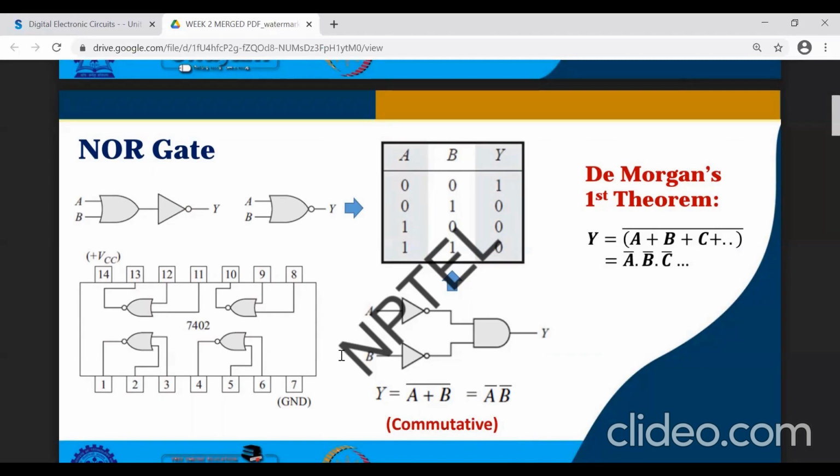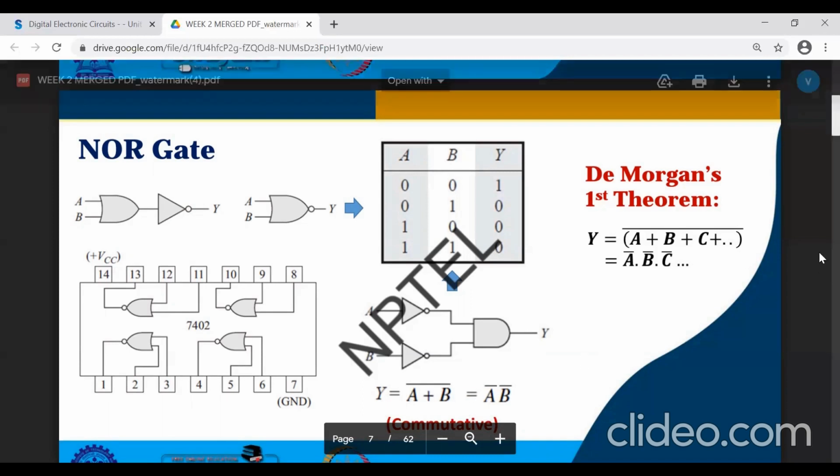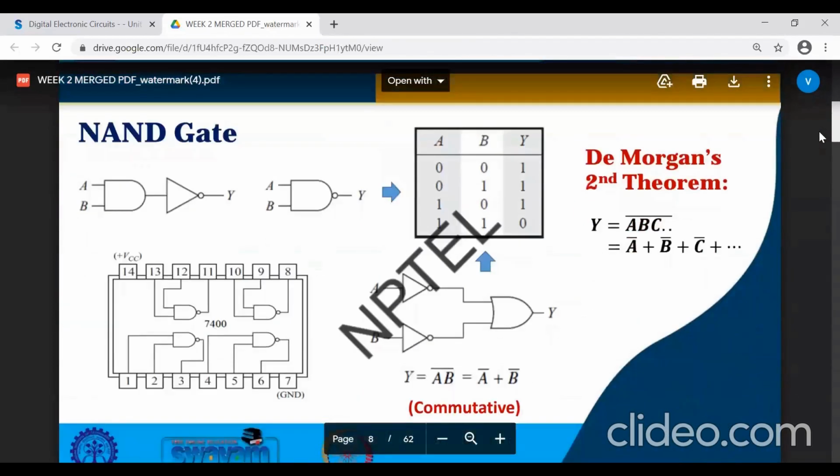The Boolean expression of NOR gate is Y is equal to A or B whole complement. Using De Morgan's first theorem, this expression can be written as Y is equal to A complement dot B complement. The next gate is NAND gate. As in case of NOR gate, we have seen it is a combination of OR gate and NOT gate. Similarly, NAND gate is a combination of AND gate and NOT gate.